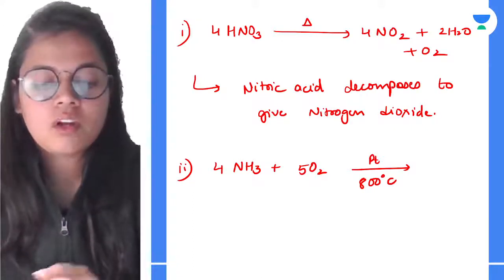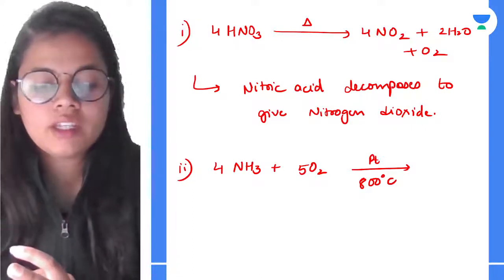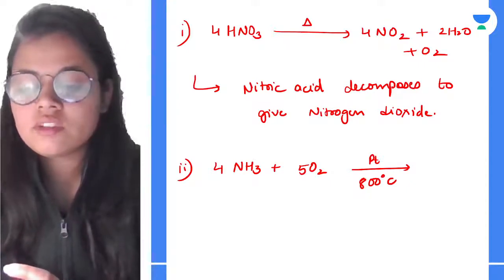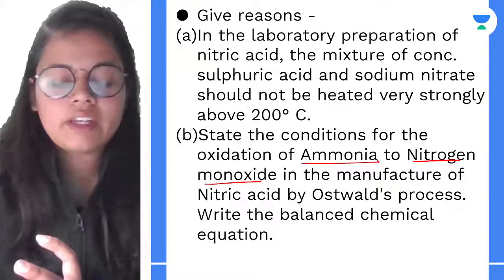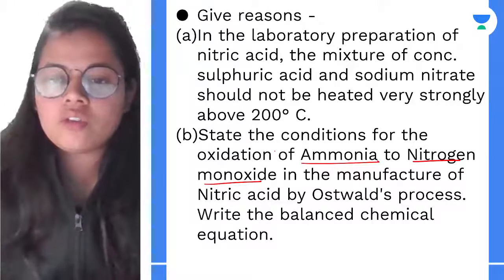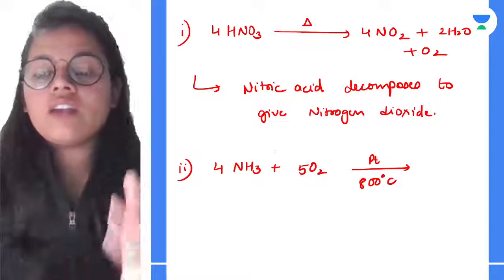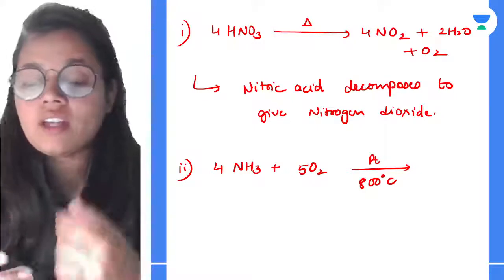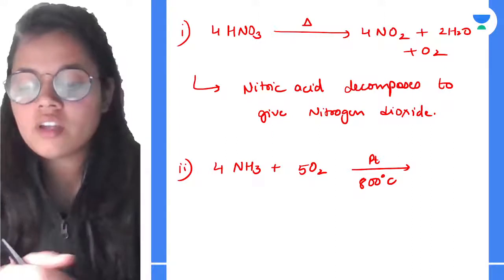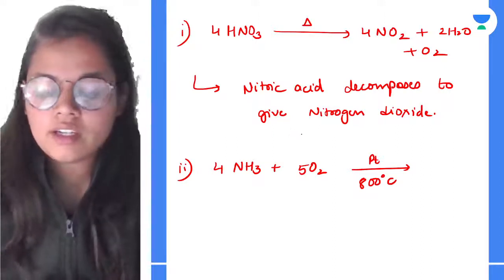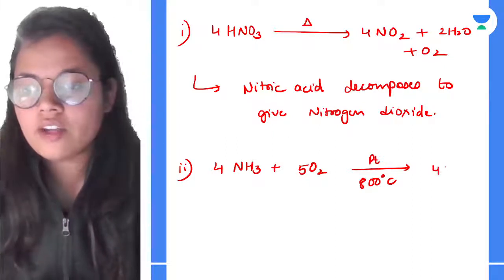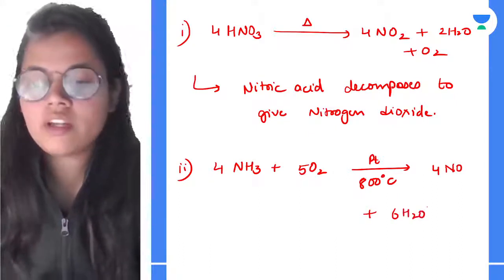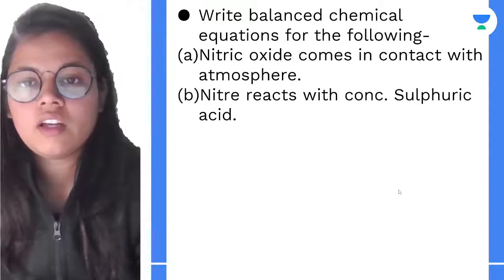Yes, students, what will be the products that will be formed in this case? So see, one product is very well known to you: nitrogen monoxide. It's given in the question. Now this is how you study the question. Sometimes half of the answers are given in the question also. So what do we get? Correct Shrishti, it is nitrogen monoxide and water, an exothermic reaction.